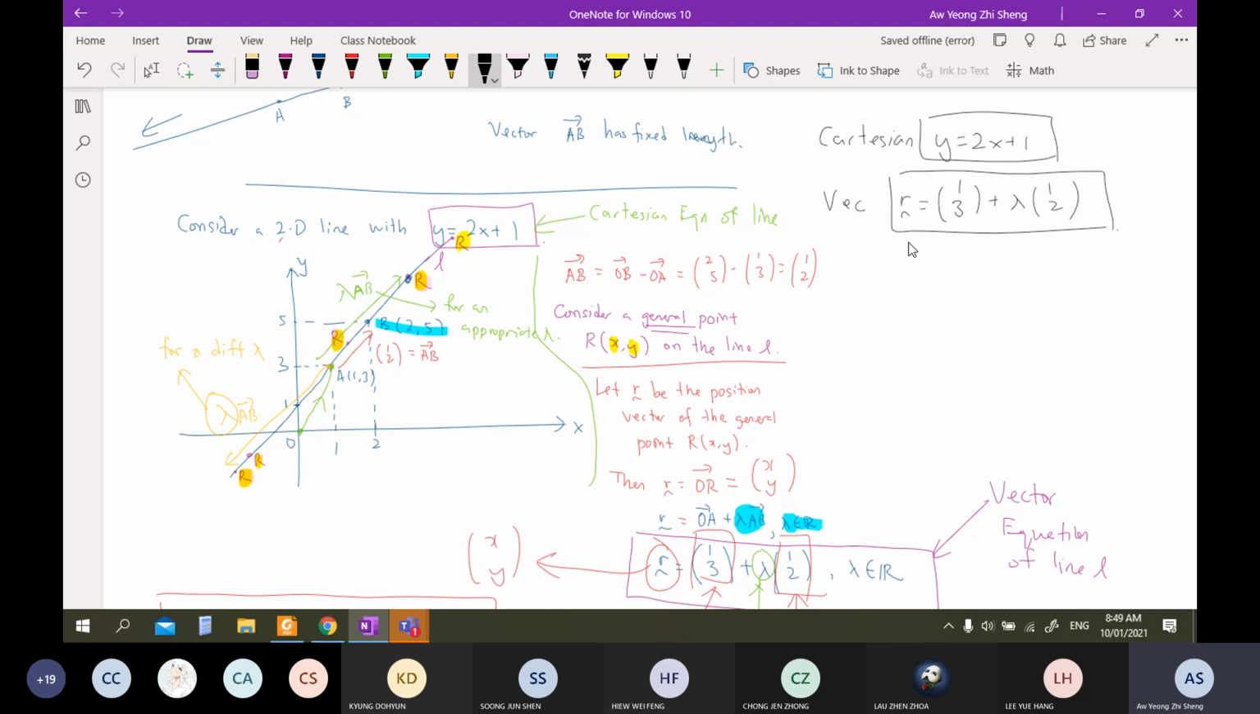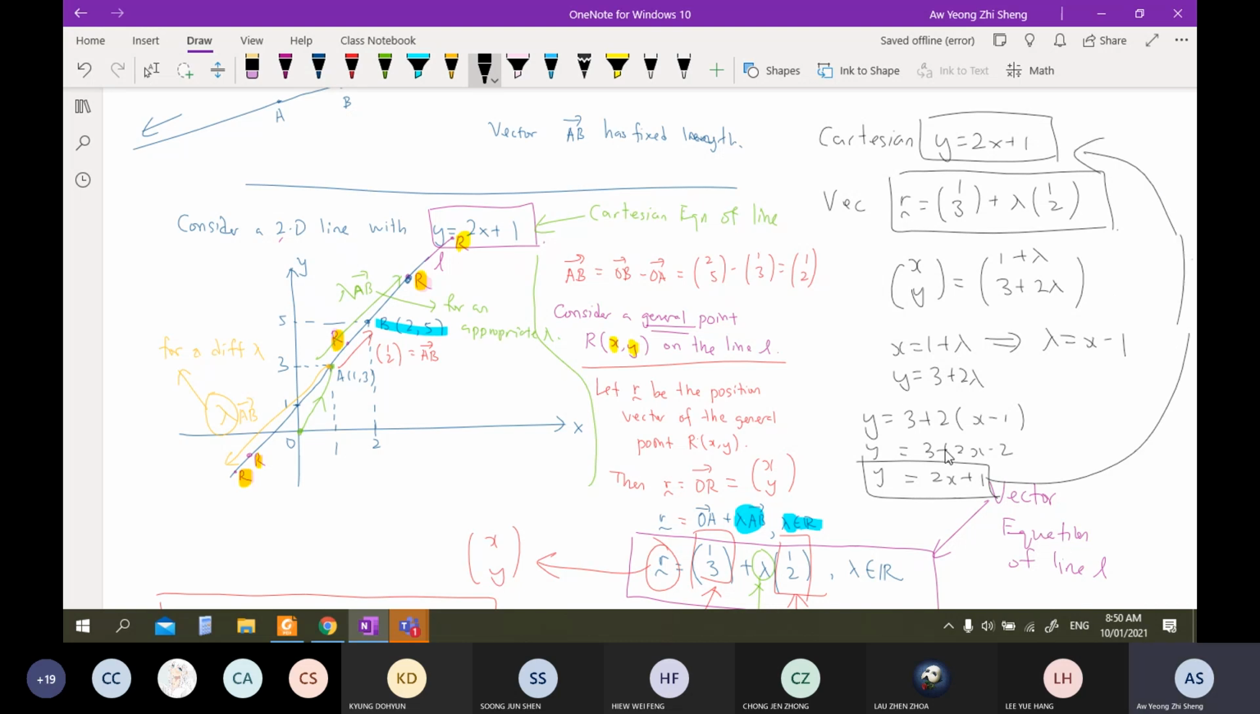Now, if I want to get from vector to Cartesian, what I need to do is just replace my r by (x, y). I have (1 plus lambda, 3 plus 2 lambda). Then I would get x equals 1 plus lambda, y equals 3 plus 2 lambda when I compare component by component for the two vectors. Then I can try to get rid of lambda by simple substitution. Lambda is x minus 1. That means y is equal to 3 plus 2 times (x minus 1), and I will get 3 plus 2x minus 2, which will give me 2x plus 1. So what I have at the end will be the Cartesian equation.